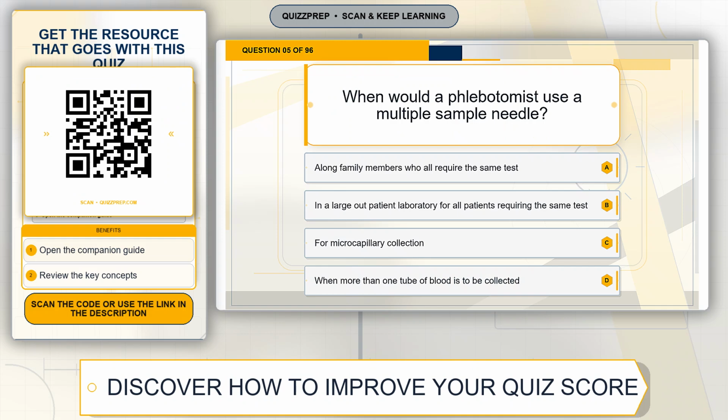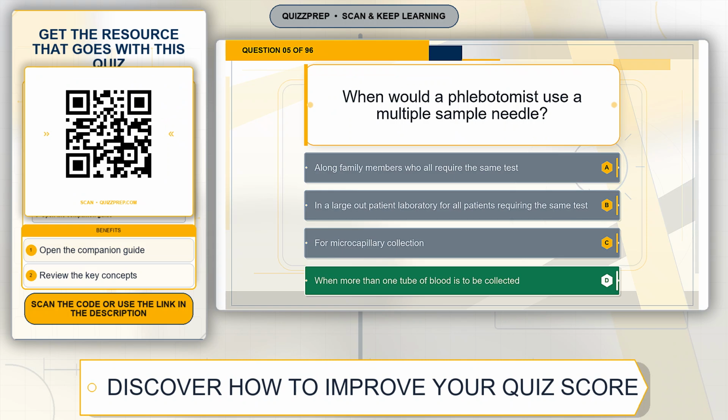Question 5. When would a phlebotomist use a multiple sample needle? Option A. Among family members who all require the same test. Option B. In a large outpatient laboratory for all patients requiring the same test. Option C. For microcapillary collection. Option D. When more than one tube of blood is to be collected.